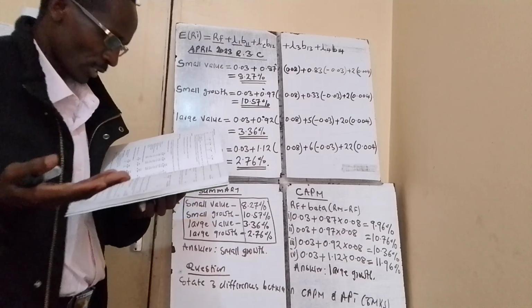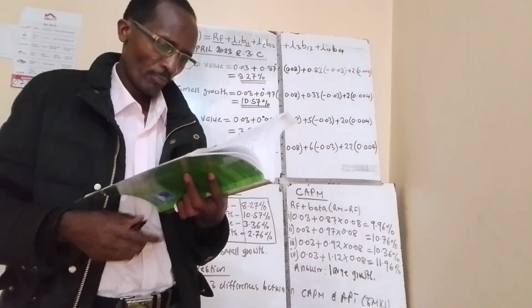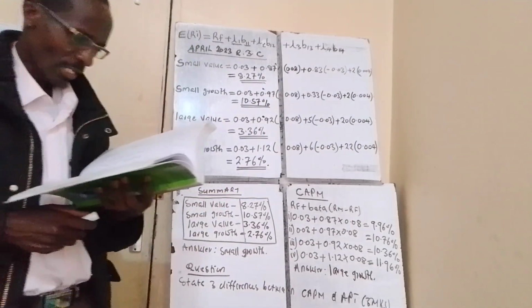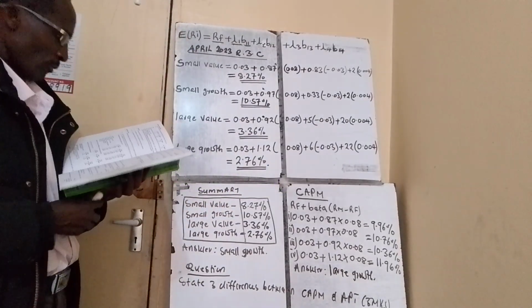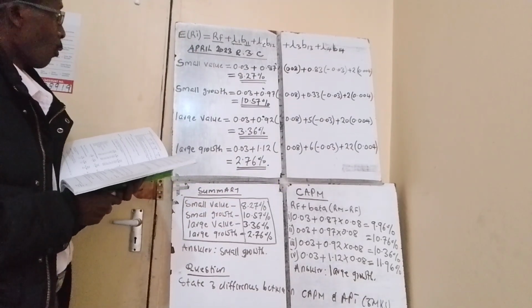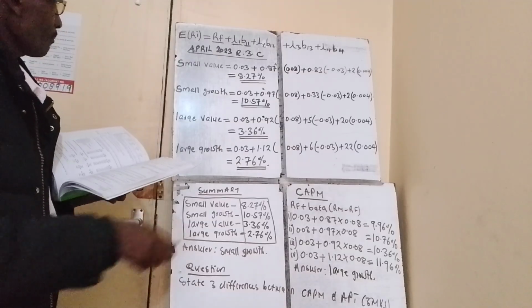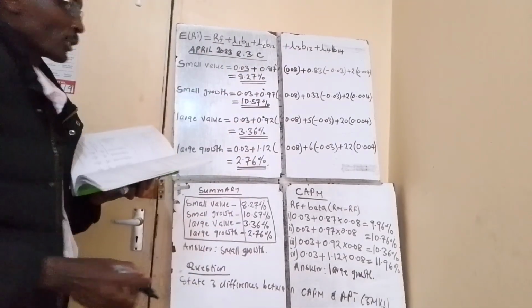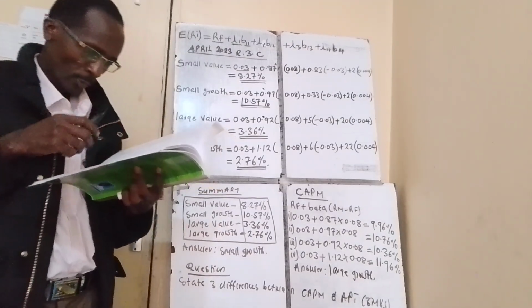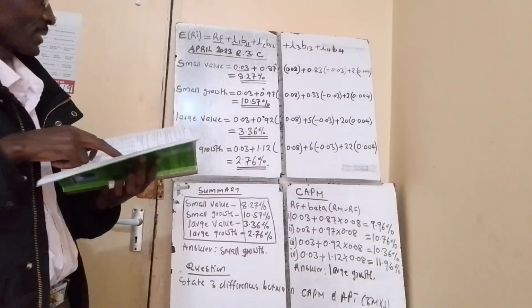You can see the portfolios given there. You have small value, small growth, large value, and large growth. Those are the portfolios. So for small value, what will be the return? Remember the formula? Risk-free rate, 0.03. You are given there, the risk-free rate is 3%.